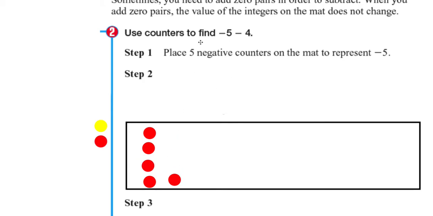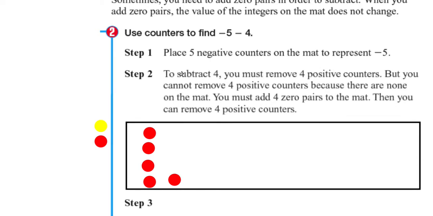And then, step number 2, to subtract negative 4, you must remove 4 positive counters. But if you notice, there are no positive counters on the mat. You cannot remove 4 positive counters because there are none on the mat. So what you need to do now is add 4 zero pairs to the mat.